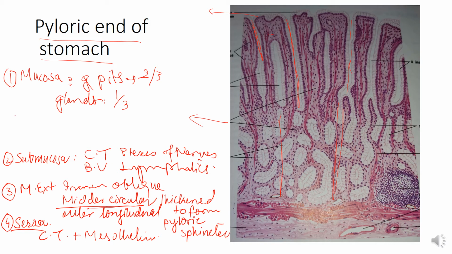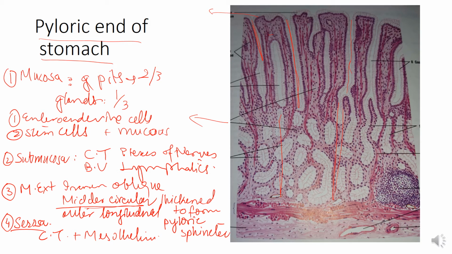Yes, the cells are enteroendocrine cells, stem cells number 2, and number 3 is mucus cells. So 3 kinds of cells are present. So no chief cells, no parietal cells. So no acid, no enzyme here.